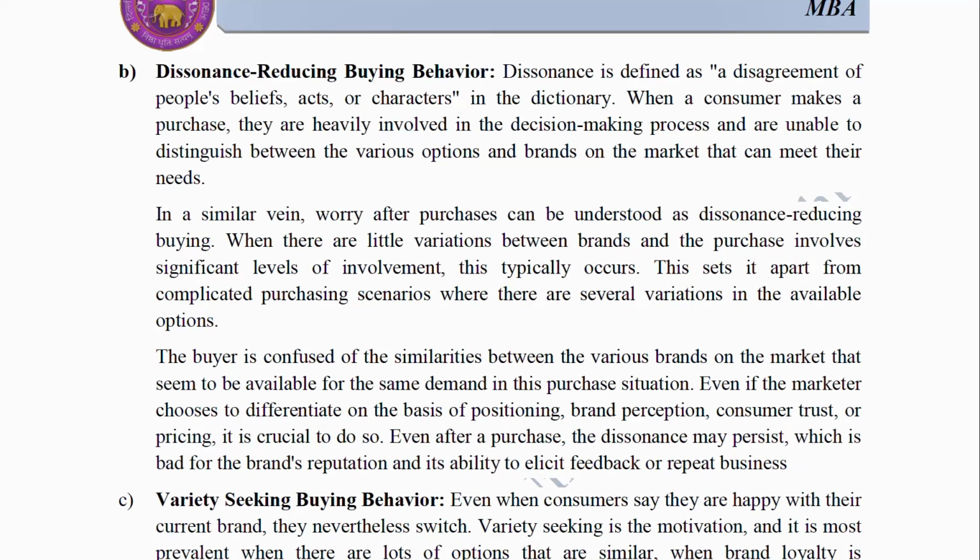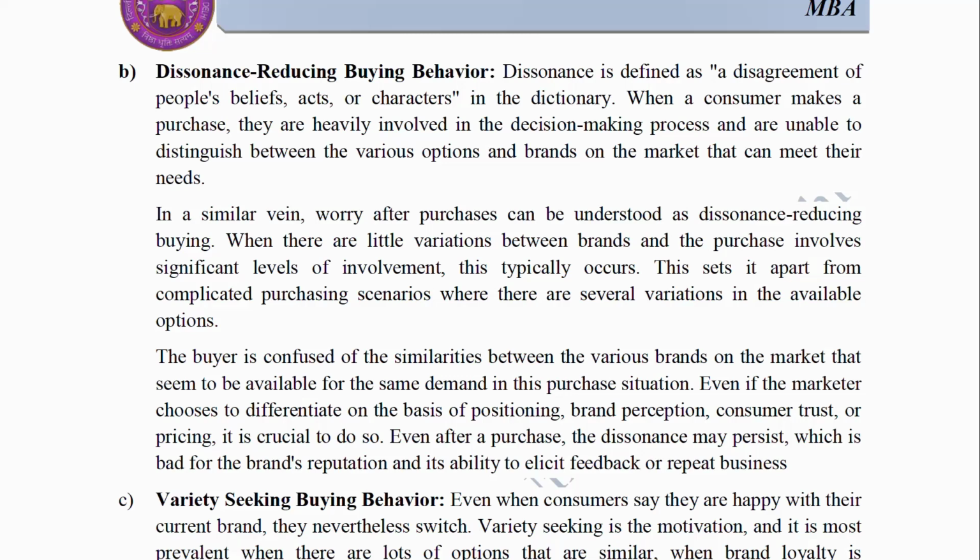B. Dissonance reducing buying behavior. Dissonance is defined in the dictionary as a disagreement of people's beliefs, acts, or characters. When a consumer makes a purchase, they are heavily involved in the decision making process and are unable to distinguish between the various options and brands on the market that can meet their needs. In a similar vein, worry after purchases can be understood as dissonance reducing buying.